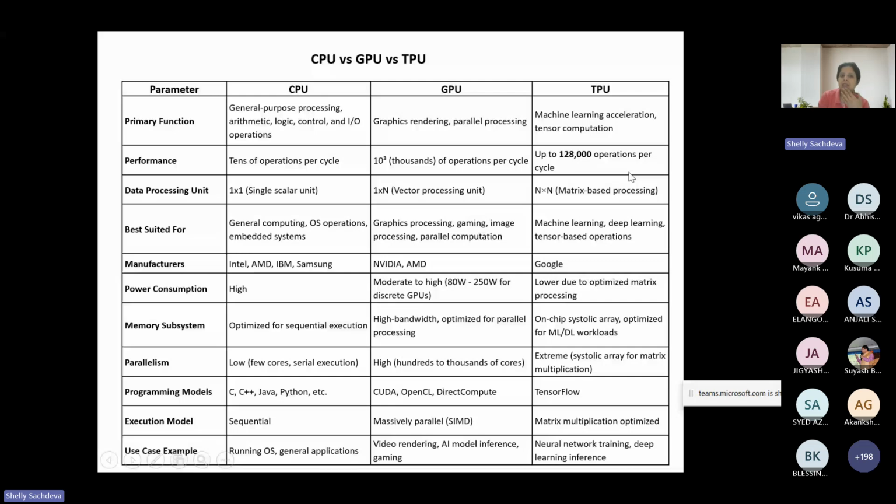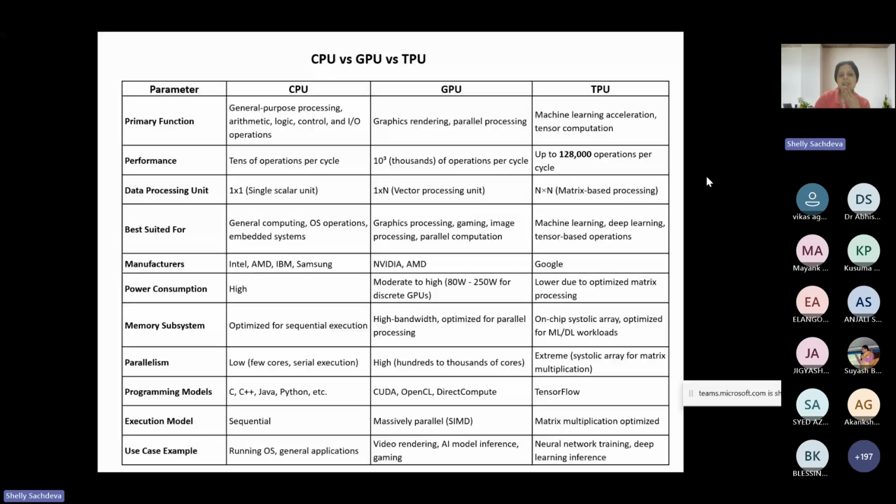The data processing unit of the CPU can usually be considered a single scalar, but I'm again and again repeating, it varies from one model to another. For the GPU, it is a 1 by n vector processing unit, and for the TPU, it is an n by n matrix processing unit. So the CPU is best suited for general computation and operating system operations, whereas GPUs are good for gaming, image processing, and parallel computation. TPUs are for machine learning, deep learning, and tensor-based operations. The manufacturers for the CPU are Intel, AMD, IBM, and Samsung. For the GPU, it's NVIDIA and AMD, and for the TPU, it's Google.